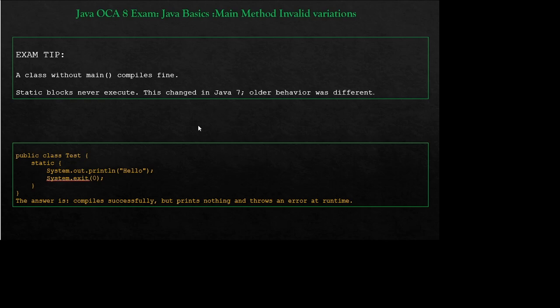Like if you would have compiled this class, public class test here, and would have run it in Java 6, then static System.out.println hello, and it would have printed hello there. But starting Java 7 and 8, JVM first checks for main. If it doesn't find main there, it will throw the error immediately. And static blocks will never execute. Even if you have a static block here, it will not execute.